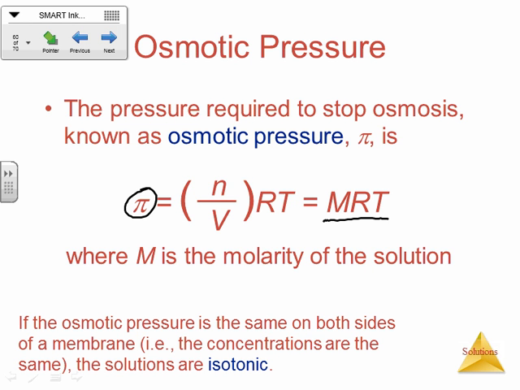When the osmotic pressure is the same on both sides, then it's called an isotonic solution. That means that there's no net movement back and forth. There will still be movement back and forth, but it's in equilibrium at that point. Okay.